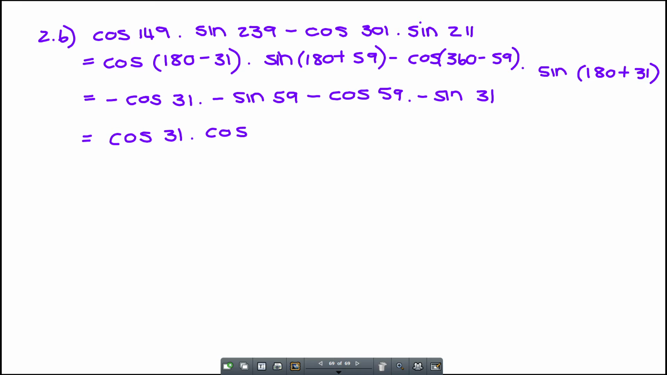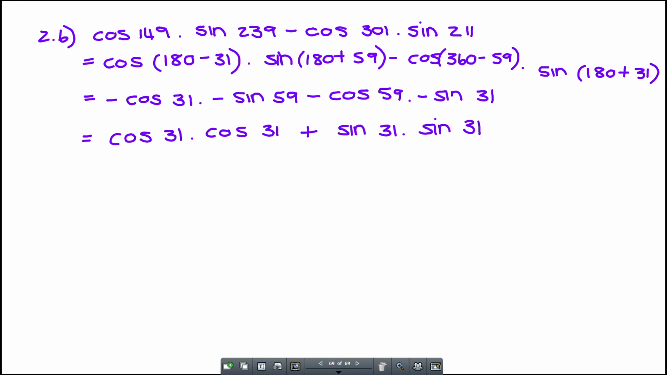So the cos 59 will become cos, the sine 59 will become cos 31. Then minus this times minus that, geef my positief. En dan gaan ek hierdie cos 59 verander na sin toe. So that will become sine 31 times sine 31.